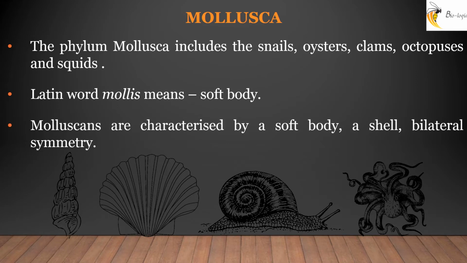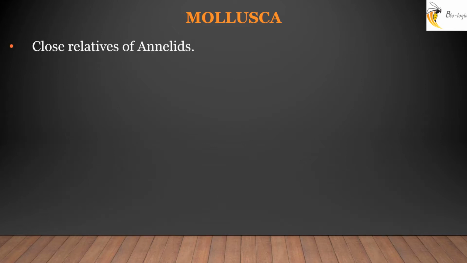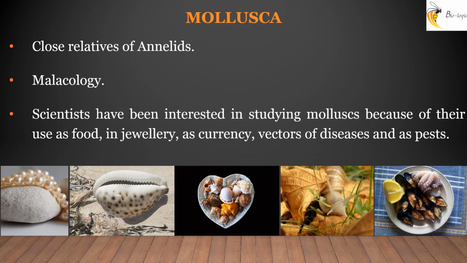Molluscans have a soft body, calcareous shell, body is divided into head, foot, mantle cavity and visceral mass. They generally have no uniform shape and body plan. Most of the molluscans are bilaterally symmetrical. Molluscans share certain similarities with annelids. The study of molluscans is called as malacology. Molluscans are ecologically and economically very important. They are extensively used in food, in jewelry, as currency, vectors of diseases and pests.